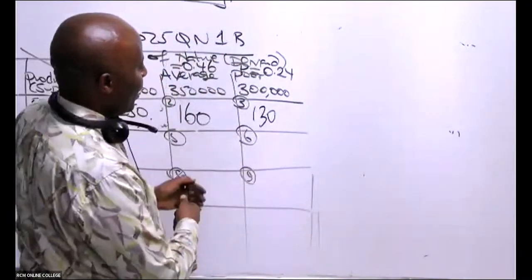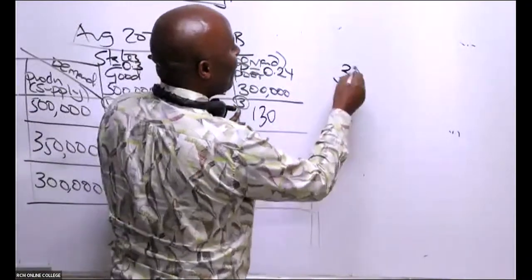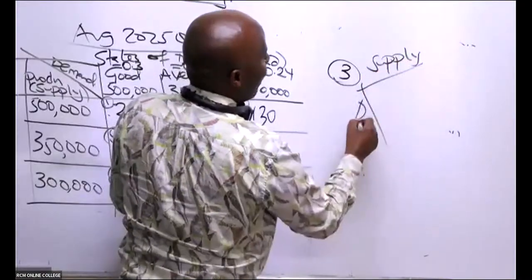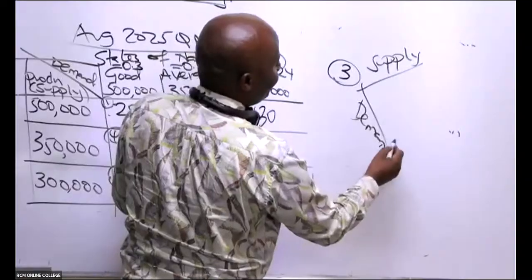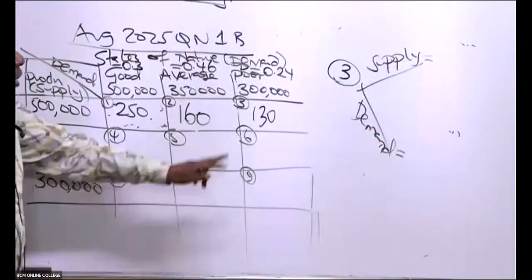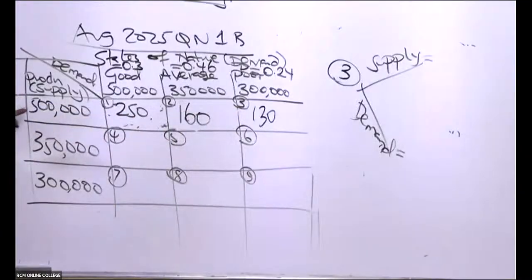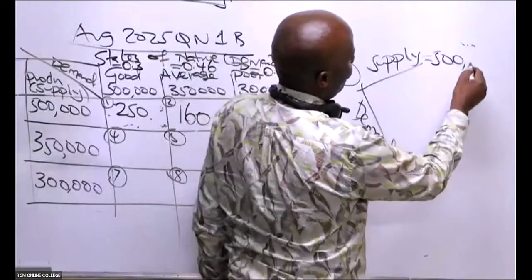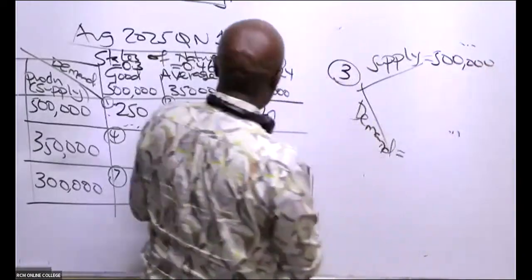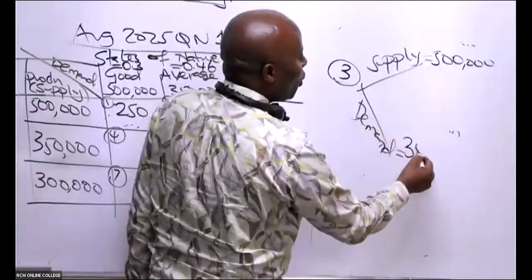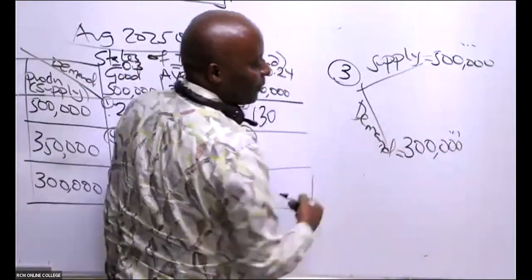So number 3. What is happening in number 3? Are you able to see the supply? Are you able to see the demand? For number 3, the supply comes all the way from here. Supply is 500,000, and demand is 300,000. So you normally sell the lower at the normal price.